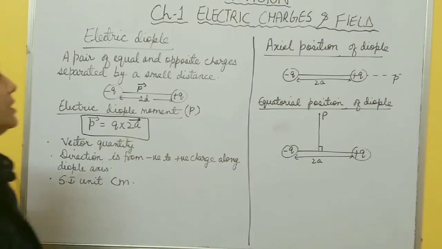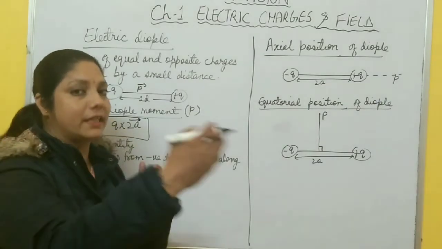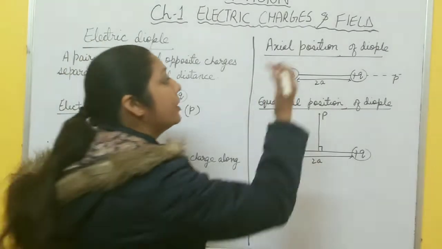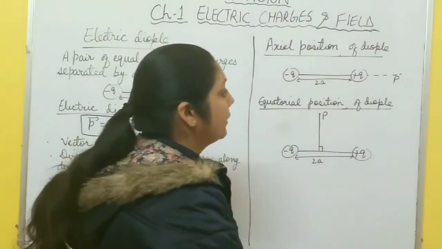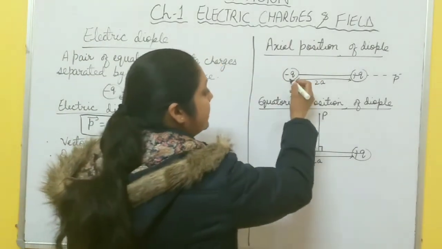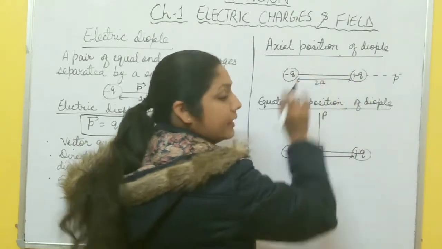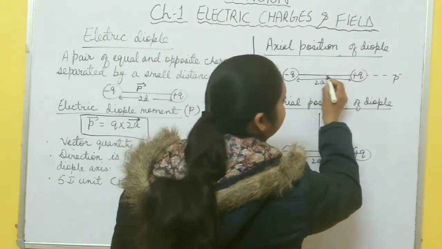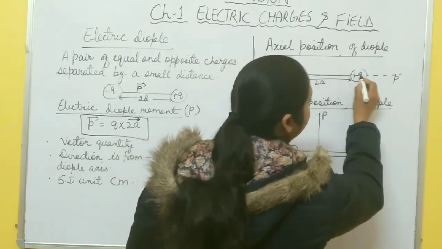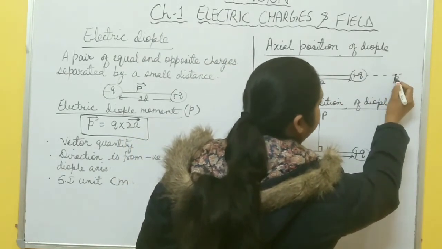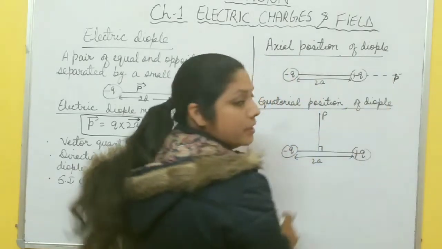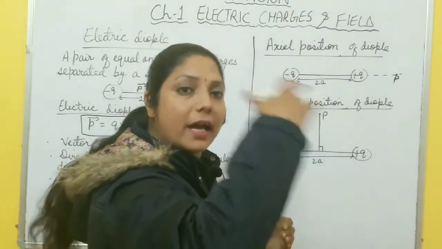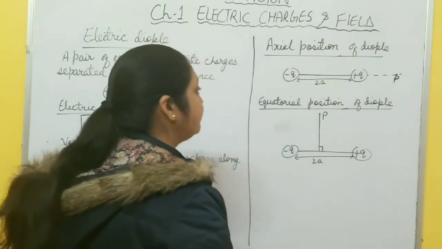Now in your syllabus you have to find the electric field at the axial position and equatorial position. First you must know what the axial position of an electric dipole is. Suppose this is a dipole, minus q plus q, separated by distance 2a. Now points lying on the axis of this dipole. This one is the axis of the dipole and suppose this is point P. So this position is the axial position of the dipole. Points lying on the axis of the electric dipole, right?